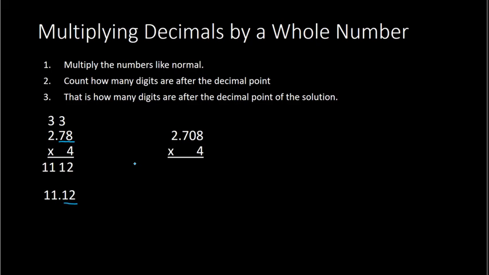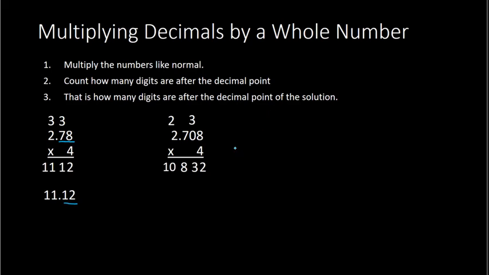Here is another example though, where now we have 2.708 times 4. So you multiply like normal. 4 times 8 is 32, so you take the 2, carry the 3. 4 times 0 plus 3 would be 3. And then 4 times 7 is 28, so we take the 8, carry the 2. 4 times 2 plus 2 is 10. So the numbers we have is 10832.